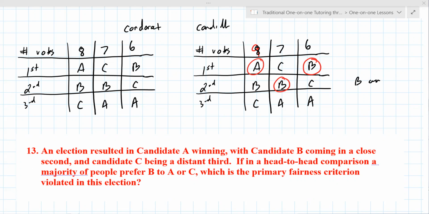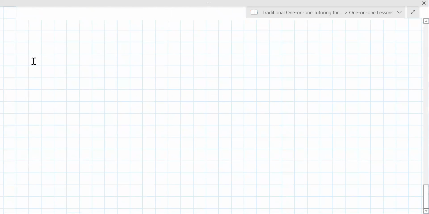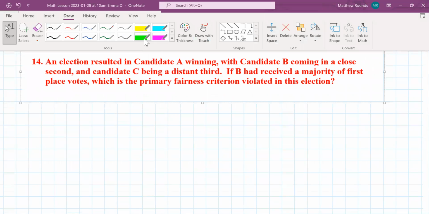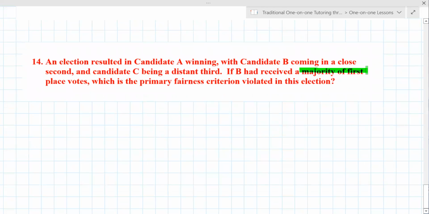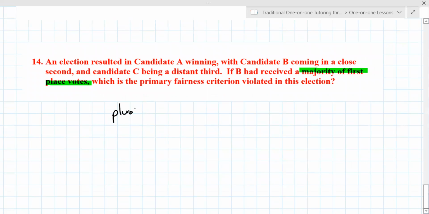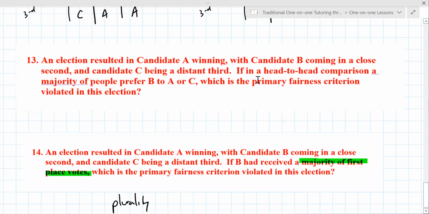So 14 talks about a majority of first place votes. So one of the methods must talk about a majority of first place votes. And that's the plurality, you want to say, maybe? Yes, it is. Plurality. So I'm going to go plurality with that one. Now maybe it's getting a little bit clearer here.